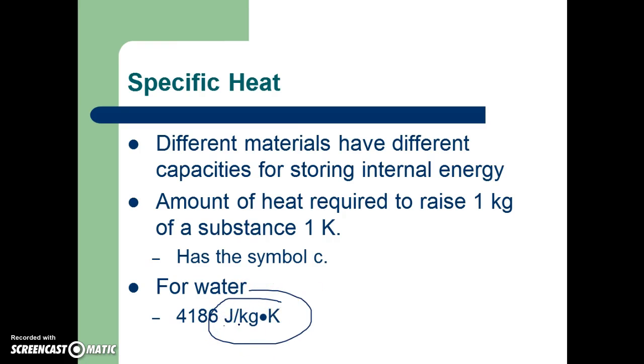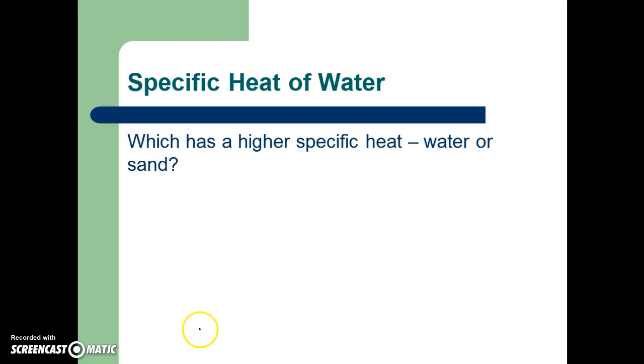Joules divided by kilograms times Kelvin. That's a pretty decent specific heat right there. So which one has a higher specific heat, water or sand? When we're talking about specific heat, we're talking about the amount of energy that an object can take in before it goes up in temperature. So which one, water or sand, has a higher specific heat? Which one requires more heat to get hotter?